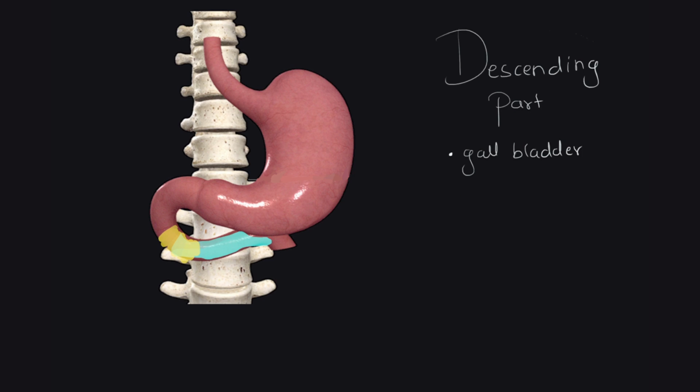The descending part of the duodenum lies posteriorly to the gallbladder, then the right lobe of the liver, and then we have the gastrocolic omentum. Now, the gastrocolic omentum is basically a small structure that attaches itself right on the inferior border of the descending part of the duodenum.